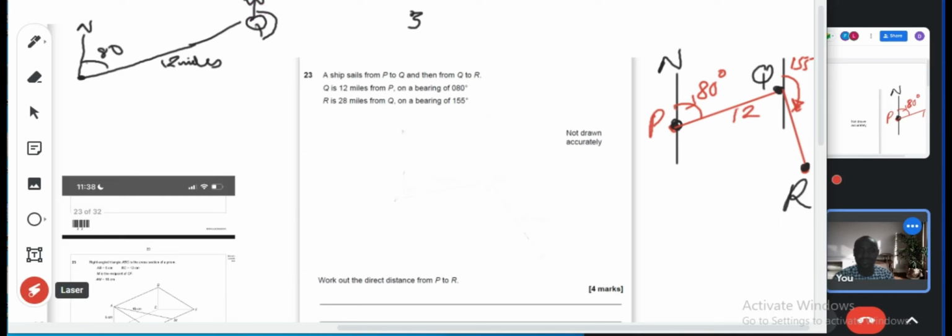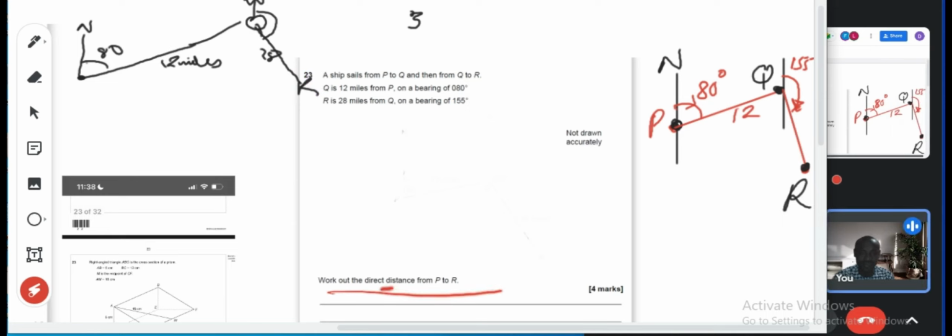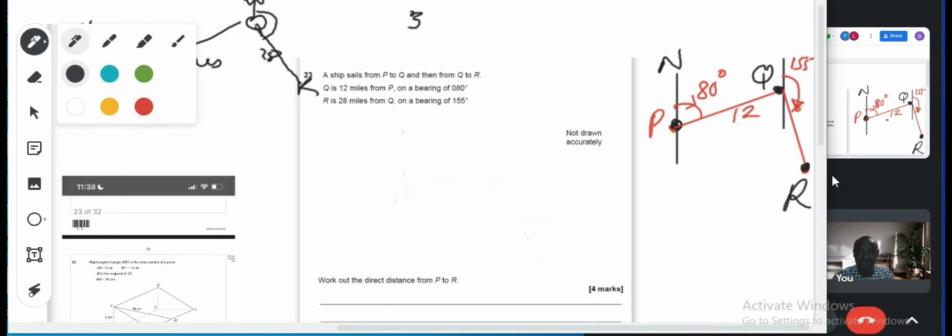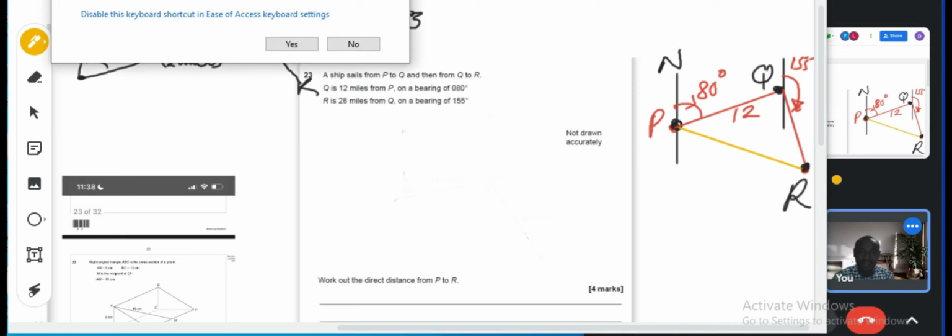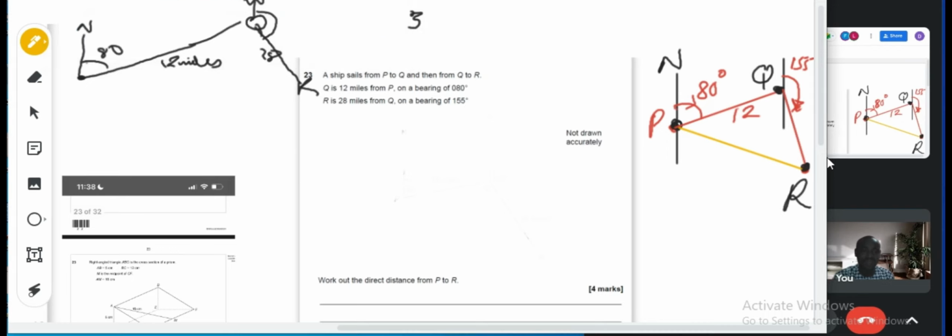The question says, work out the direct distance from P to R. So you just draw a line from P to R and find it. By the way, the distance of Q to R is given. Wait, this is like the area of a triangle, isn't it? But no, it's distance they're asking for, not area. Sometimes they may ask you for area, but this one is about distance.